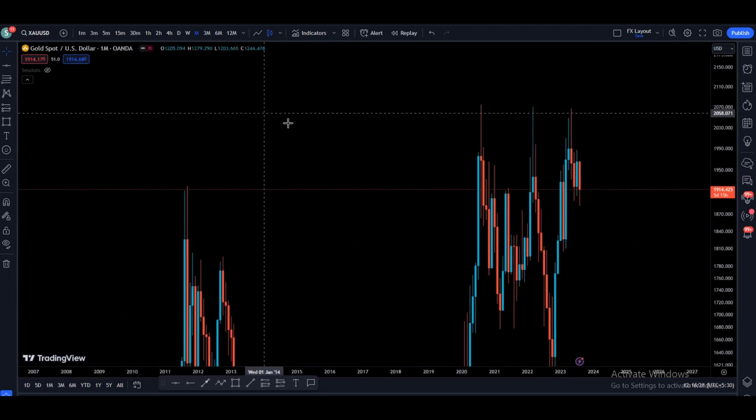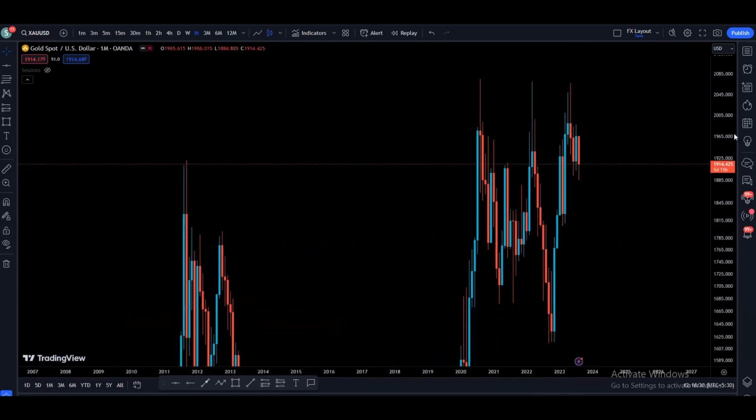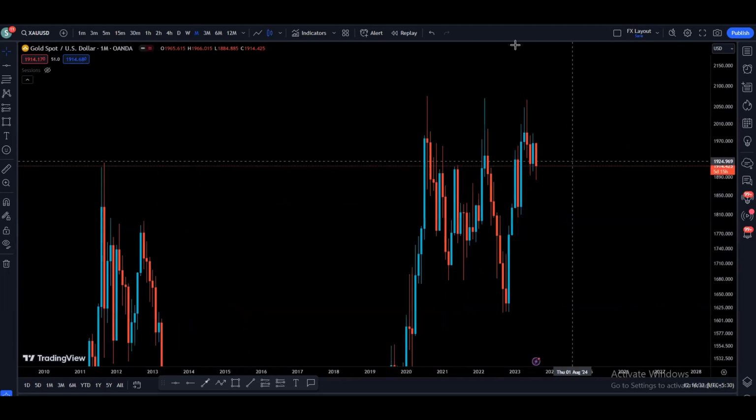First of all, we are going to start with the gold monthly time frame. So as we can see on the gold, we have the last monthly candle, which is still in progress. And we can see that we have a support here. If the current monthly candle closes below the support, then there is a pretty clean range on the monthly time frame to come down to the support area. So that is something on the monthly time frame.